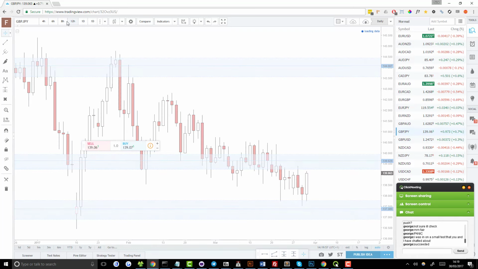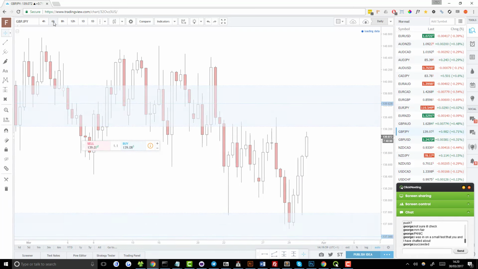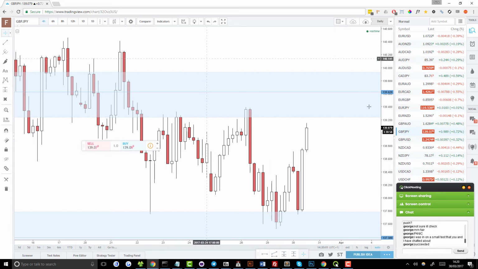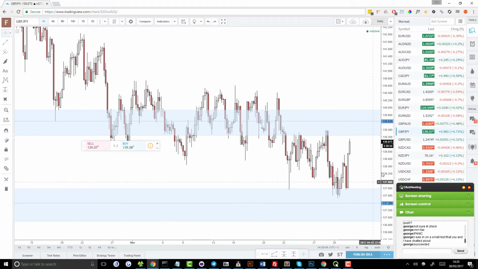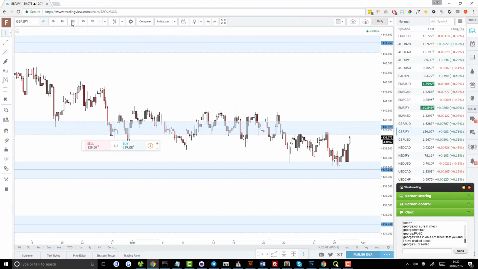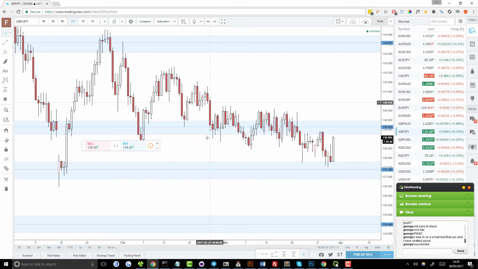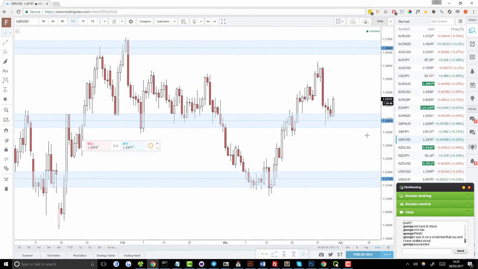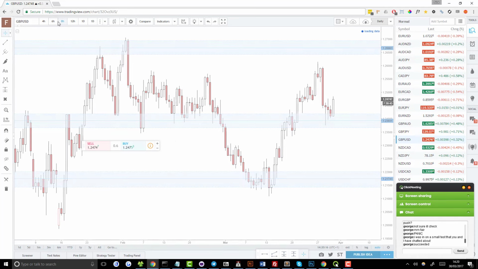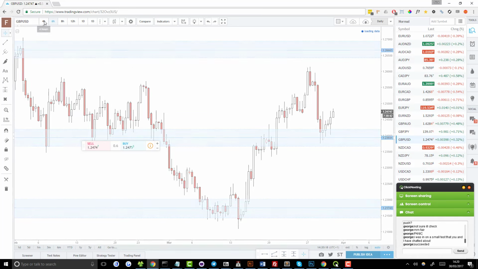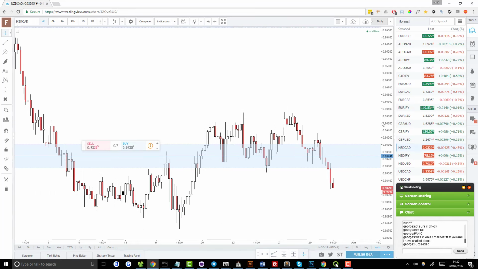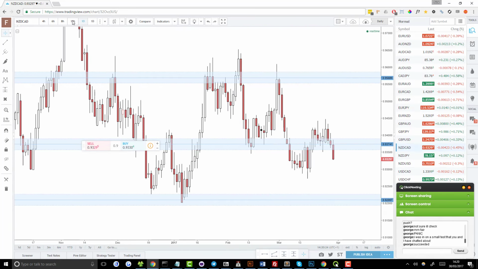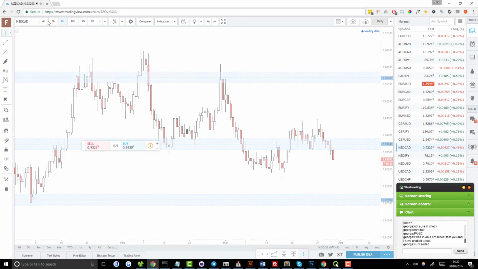GBP-JPY, what's up with GBP-JPY? Nothing much. It's heading towards resistance, but GBP-JPY has just been such a mess lately. Look at that price action. Such a mess. I'm not interested in that. GBP-USD is already reversing, so nothing that we could really get into there. It's a bit late, even if you did want to enter, which you probably didn't.